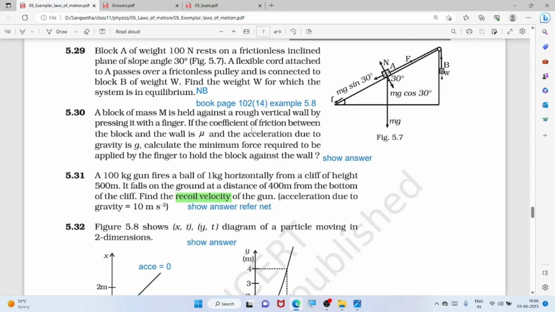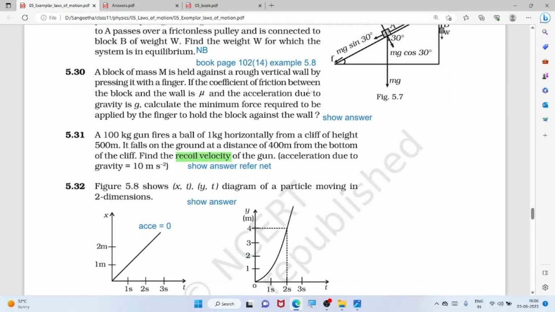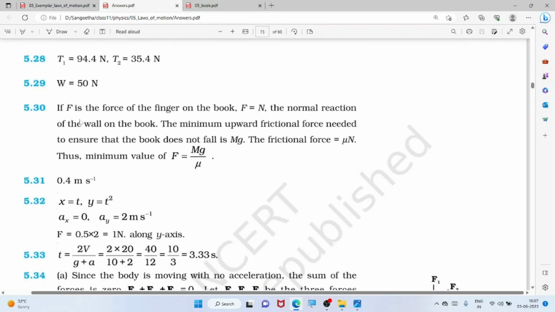A block of mass M is held against a rough vertical wall by pressing it with a finger. If the friction coefficient of the block is mu and the acceleration due to gravity is g, calculate the minimum force required to be applied so that the block stays against the wall. 5.30. F equals N, the normal reaction of the wall. The minimum is this much.